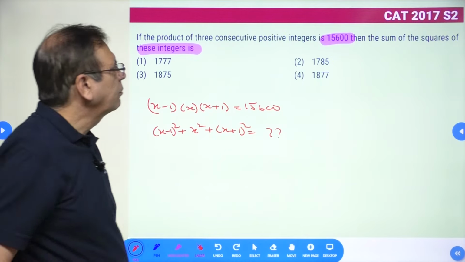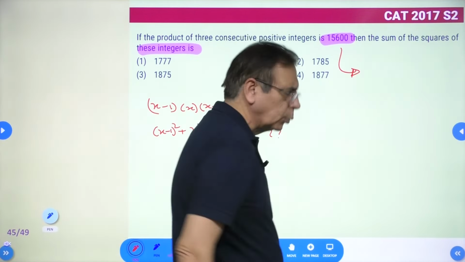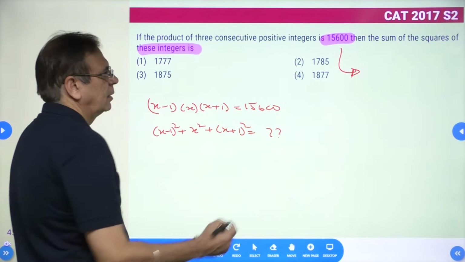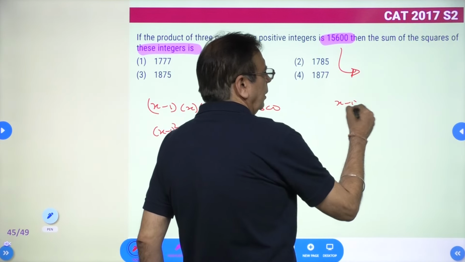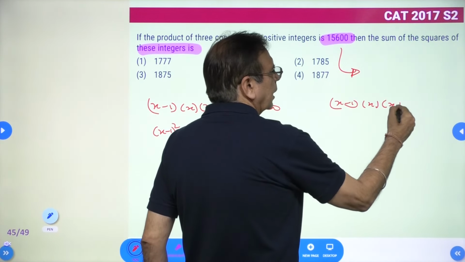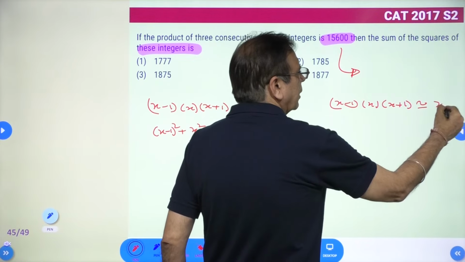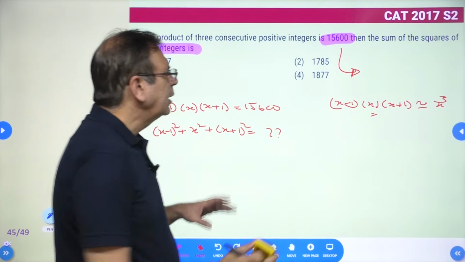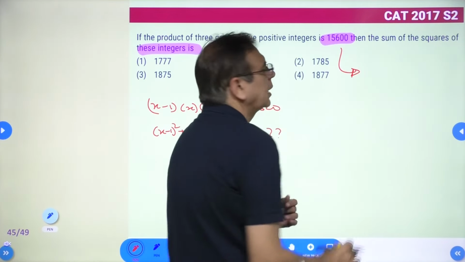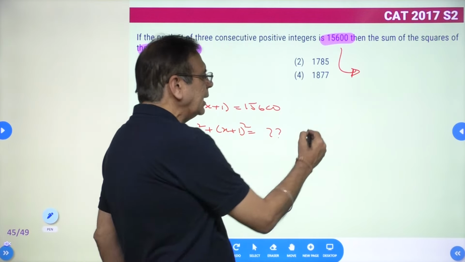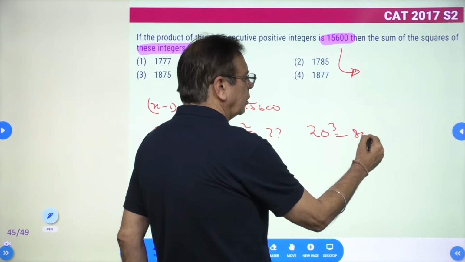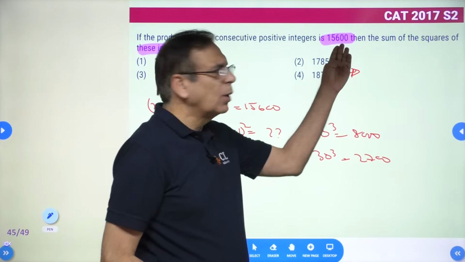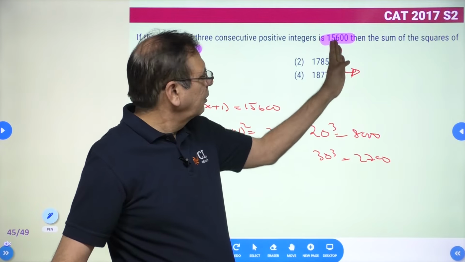Look at this number, 15,600. There are a couple of different ways of doing it. First, can you remember any cube? After all, x minus 1 into x into x plus 1 should be almost the same as x cube. Almost, a little ahead or behind, but somewhere close to it. So can you think of any perfect cube around 15,600? 20 cube is 8,000. 30 cube is 27,000. Since it ends in 0 0, it has to be 25, otherwise you will not get 0 0.